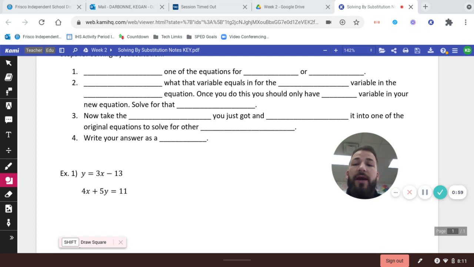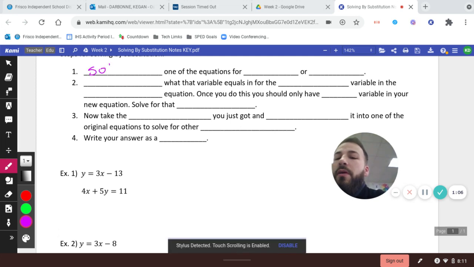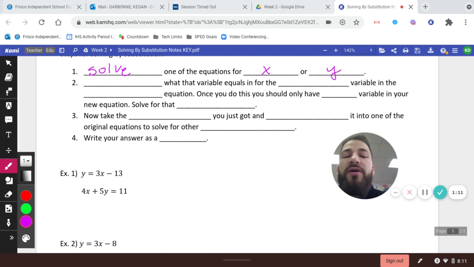Okay, so our step one for substitution is to solve one of the equations for x or y, or essentially solve one of the equations for a variable. We want one of the equations to have a variable by itself. It doesn't have to be both, it just has to be one. And so the reason why substitution can be so good sometimes for these situations is because we already have one of our two equations that's solved for a variable. We have y is equal to 3x minus 13. So step one is already done for us.